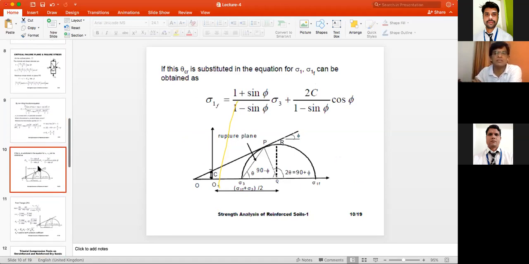Fine. Next slide. If this critical angle theta CR is substituted in the previous equation, then we can find sigma 1 failure, which is the major principal stress when the sample is going to fail. That means how much force is supposed to be applied to the sample such that it just fails. That is designated by sigma 1 F, F standing for failure, which is equal to (1 plus sin phi)/(1 minus sin phi) sigma 3 plus 2c cos phi/(1 minus sin phi).